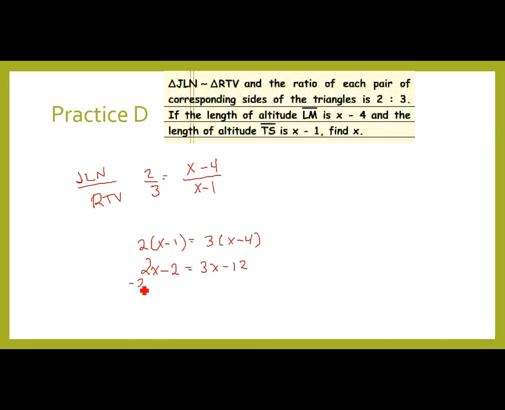And when we solve that, it'll be easiest to move our x's over here, so we don't have a negative. Negative 2 equals x minus 12. Then we'll add 12 to both sides, and we get x equals 10 for our solution. So the answer to practice D is x equals 10.